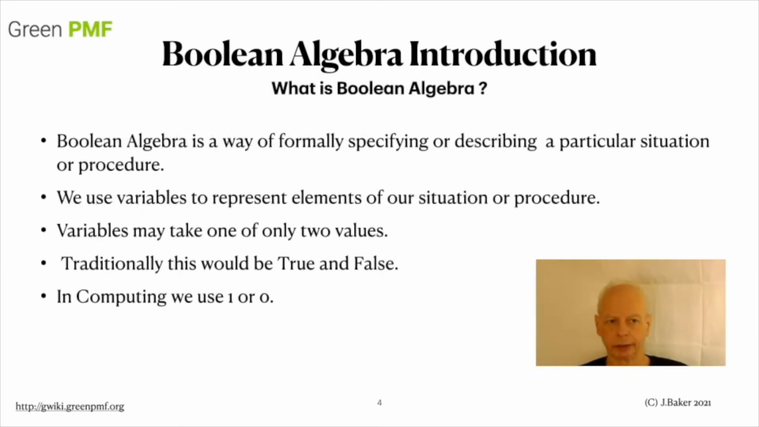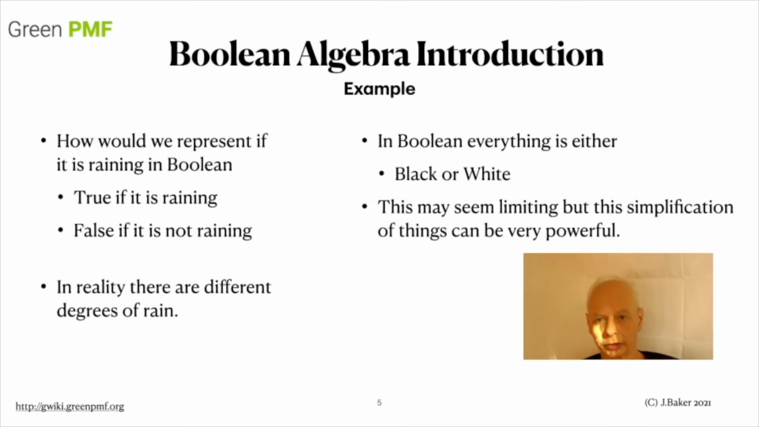So what exactly is Boolean algebra? Well, it's a formal way of specifying or describing a particular situation or procedure. To do this we use variables to represent elements of the situation or the procedure. Variables in this case can only have two values, which is typically true or false. However, for convenience in computing, we often refer to them as 1 or 0, with 1 being true and 0 being false.